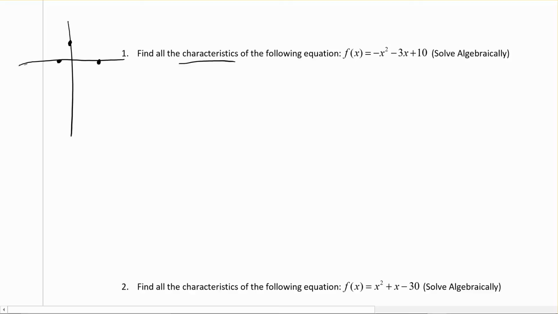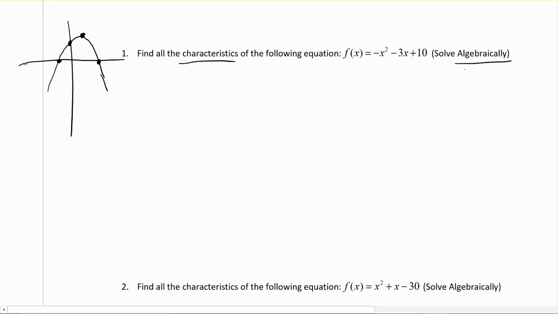And then the last one that's going to be valuable is our vertex, so that point right there. That'd be enough information that I'd be able to connect the dots and sketch my graph out. It does say algebraically, so you guys could cheat and throw it into your calculator and find those things. But what we're doing now is we want to be able to figure these things out without a calculator.